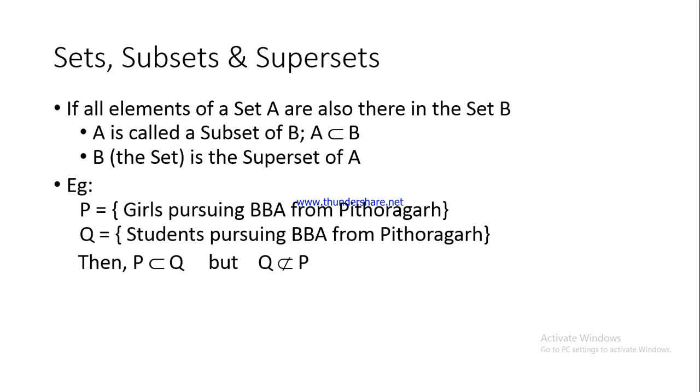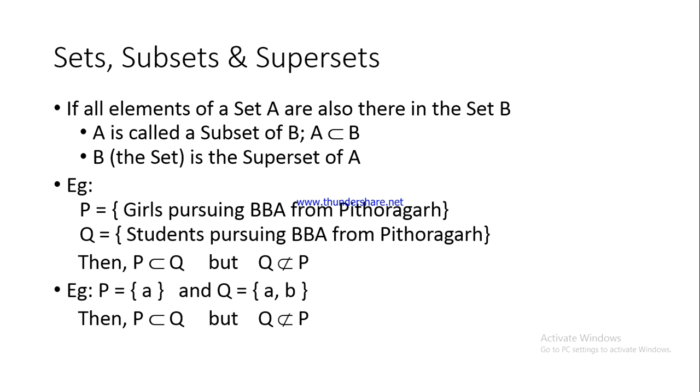I have not mentioned it here, so please make a note of this on your own: if G is a subset of H and another set H is a subset of G, which means both sets are subsets of each other, then we can say that the two sets are basically equal. This can only be possible when G is equal to H. Then G will be a subset of H and H will be a subset of G.